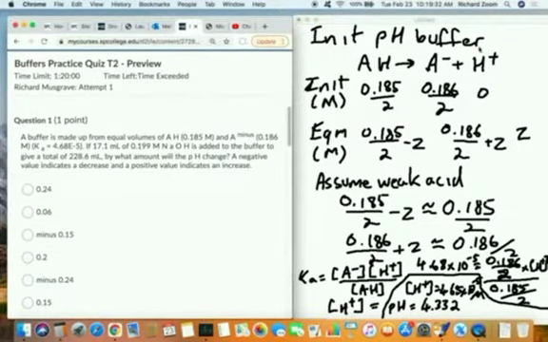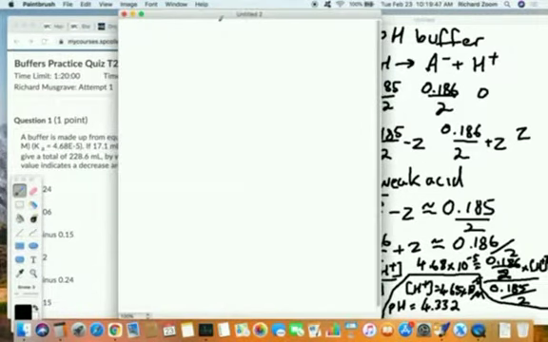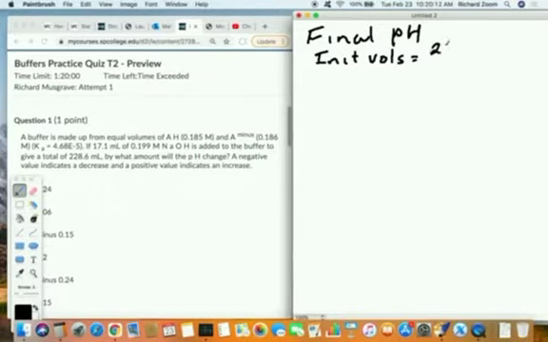The next thing I need to do is figure out the final pH, so I'll just open up another window of this here, and this will be the final pH after we've added the 0.199 molar NaOH. The first thing we need to do is figure out the initial volume, and that's going to be, well, we're given the total volume is 228.6.